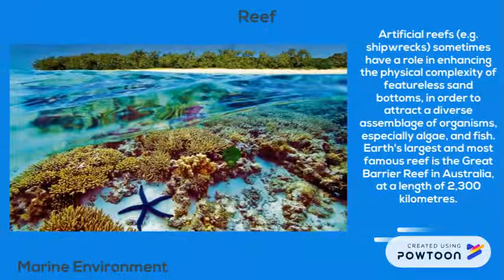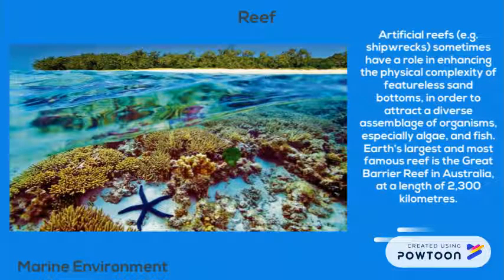Artificial reefs sometimes have a role in enhancing the physical complexity of featureless sand bottoms in order to attract a diverse assemblage of organisms, especially algae and fish. The largest and most famous reef is the Great Barrier Reef in Australia.